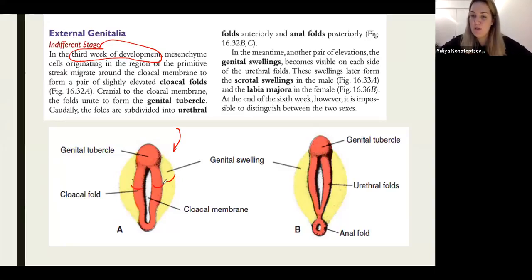You can see that between the cloacal folds, there's actually the cloacal membrane. And most superiorly, there is another swelling, which is called the genital tubercle. A question for you guys. Will neural crest cells participate in making it? Because remember, we always say mesenchyme, neural crest cells, mesenchyme, neural crest cells. So here we do have mesenchyme in the core of the structure. So will neural crest cells participate in forming genitals?